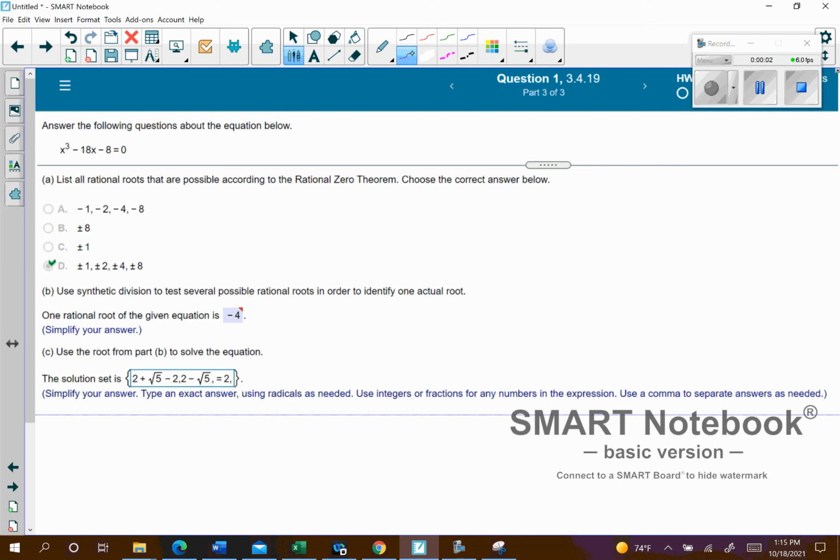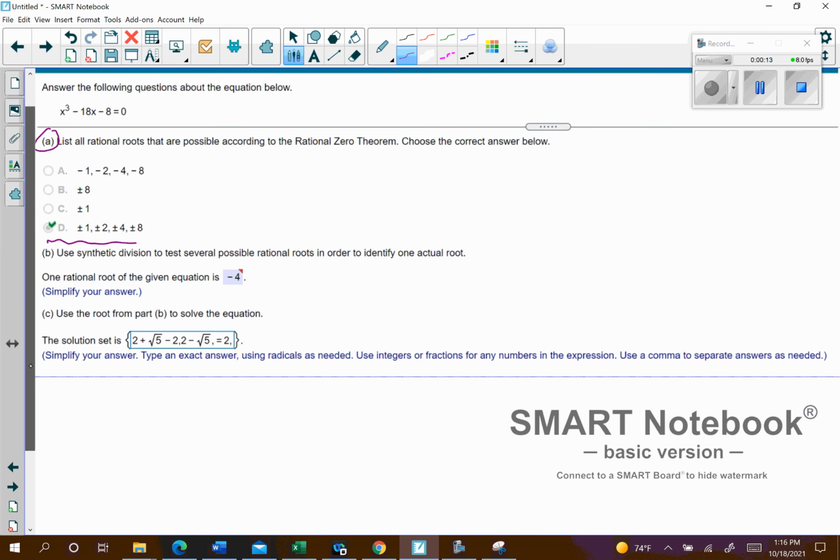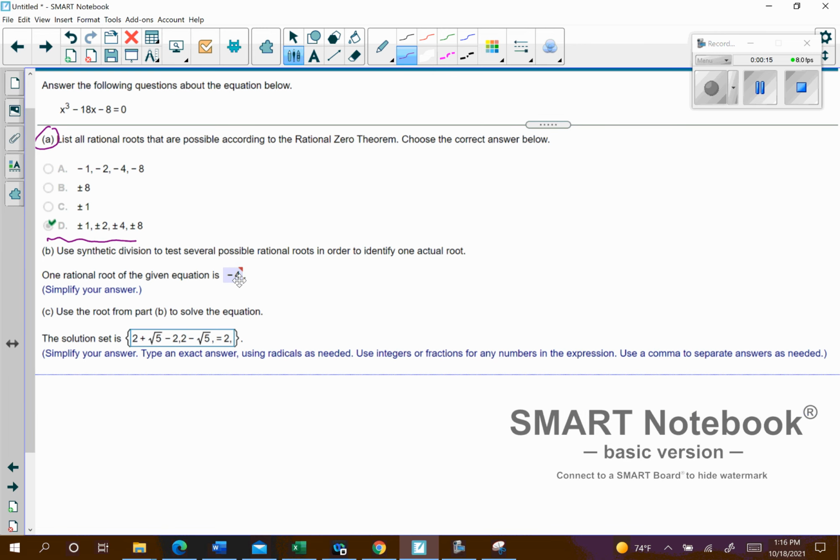Okay, so the way we want to do this is you got the first part where you find your list of possible rational zeros, very good. And then we just start trying some. And so it looks like 4 is supposed to work.